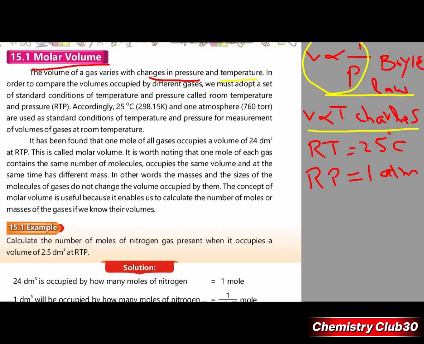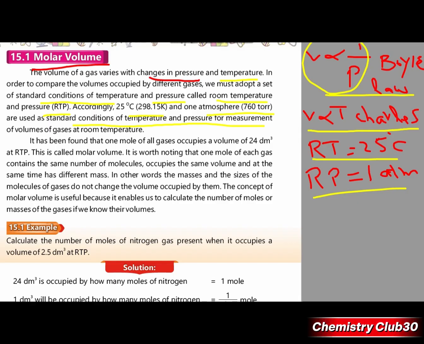So in order to compare the volume occupied by different gases, we must adopt a set of standard conditions of temperature and pressure. These standard conditions are called room temperature and pressure, which is represented by RTP. Room temperature is 25 degrees Celsius, equal to 298 Kelvin, and room pressure is 1 atmosphere, equal to 760 torr. These are used as standard conditions for the measurement of volumes of gases at room temperature.